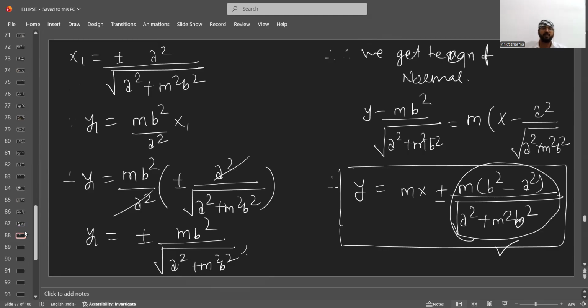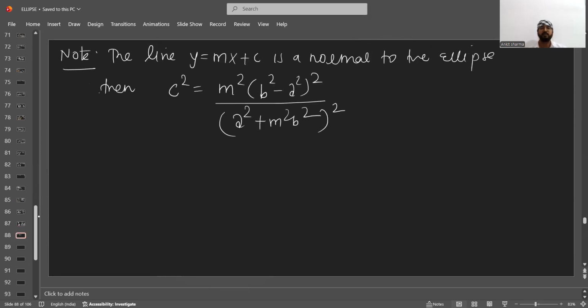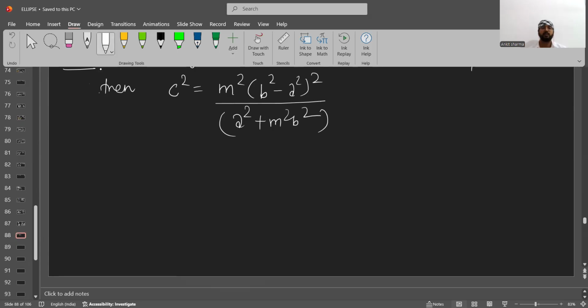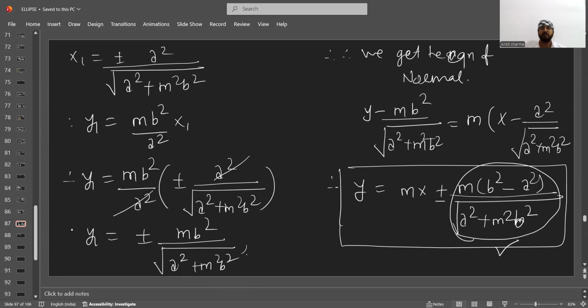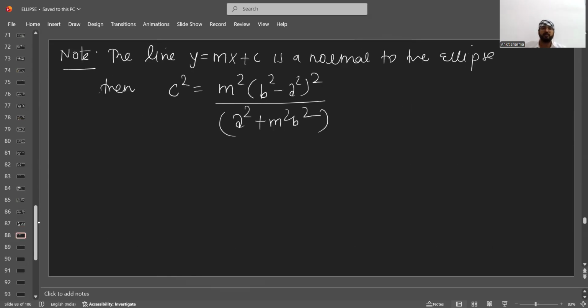Now if we want the line y equal to mx plus c to be a normal to the ellipse, what would the condition be? Y equal to mx plus c. So this would be the condition. That means I want my c to be m times b square minus a square, the whole square root of a square plus m square b square. So this is the equation for normal, and this is the condition for this line to be normal to the ellipse. Now we'll see the properties of normal. Let's note down the properties of normal.